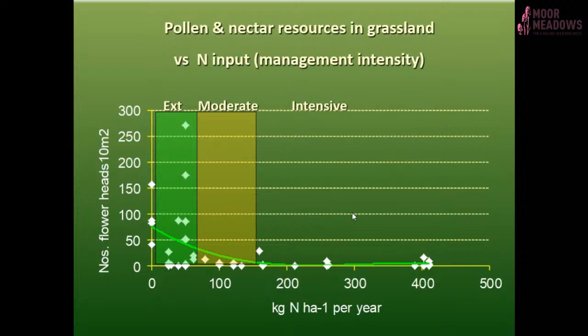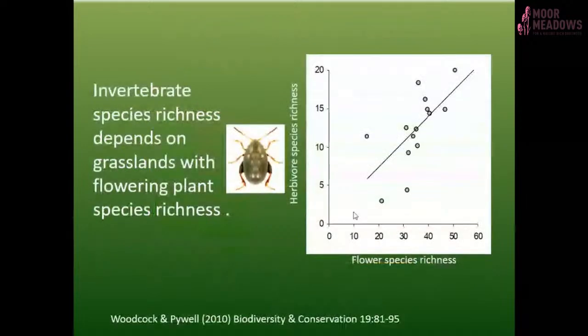Again, you can see that below 50 kilograms is where all of our extensive grasslands were present, and they were the ones supplying really high levels of pollen and nectar for our butterflies, bees, bumblebees, and hoverflies. When you look along the bottom line of increasing fertilizer, you can see that apart from the odd creeping thistle, there's virtually no pollen and nectar resources in most of our grassland.